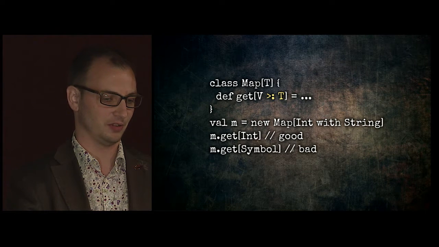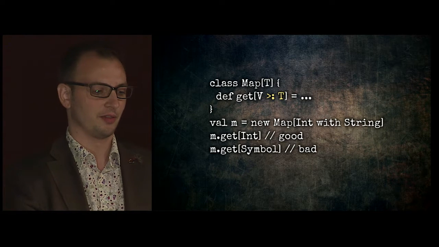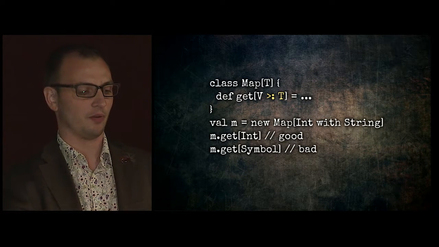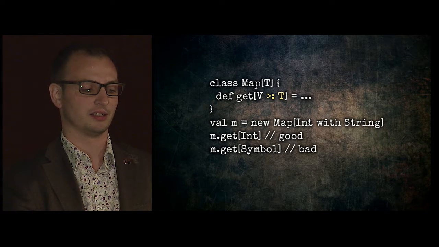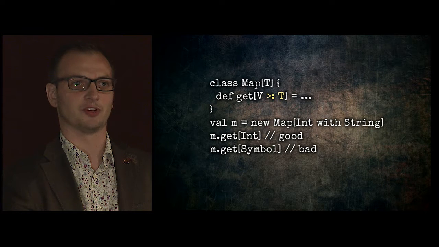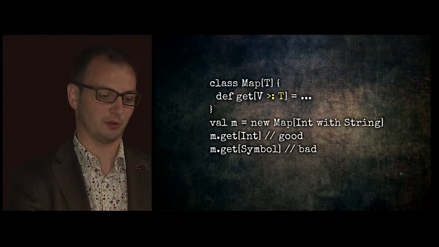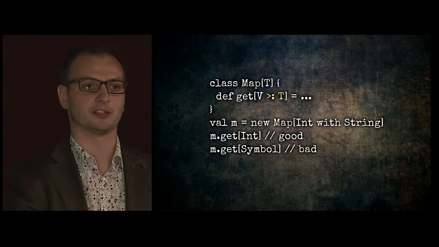You can't do it, and that's because we have this constraint here. The type you provide, v, must be a supertype of the t type. So int is a supertype of int with string. String is a supertype of int with string, but symbol is not. That's how we can add this constraint and have it work, and be confident that if it's compiled, it will be guaranteed to run.